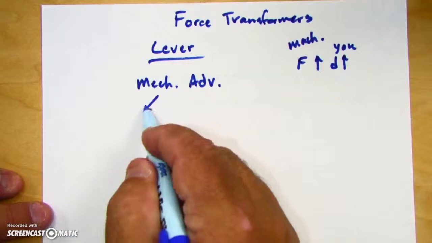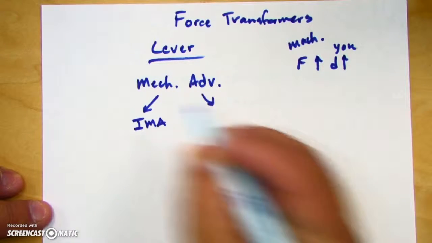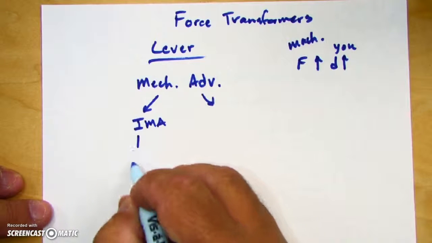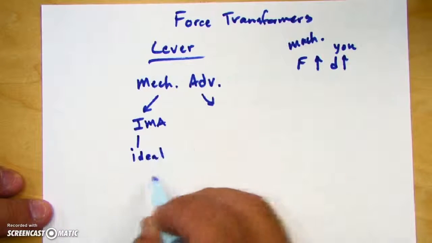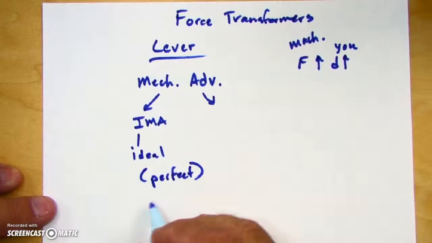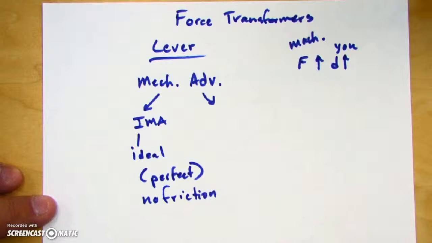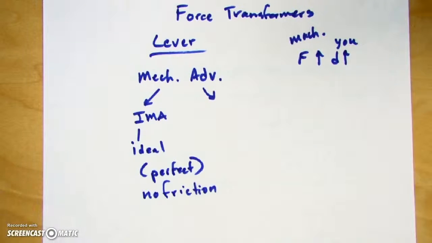Now, under mechanical advantage, there's two different types. There's IMA, which is ideal mechanical advantage. That's if the world was perfect. A perfect world in the machine world means no friction. We obviously never encounter that. That's why it's an ideal situation. We can lessen friction, but we can't get rid of it completely.